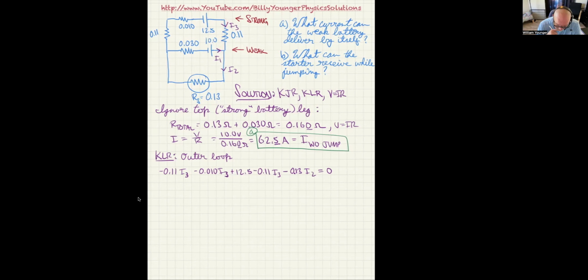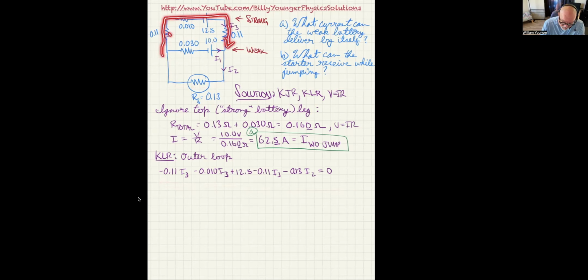Oh, no, actually, it's a little weird how we have it drawn, but I'm going to do the outer loop from this junction right here all the way around this way like that. That's the way I'm traversing it in this Kirchhoff's loop rule equation. So first off, I go with the direction of the current I3.